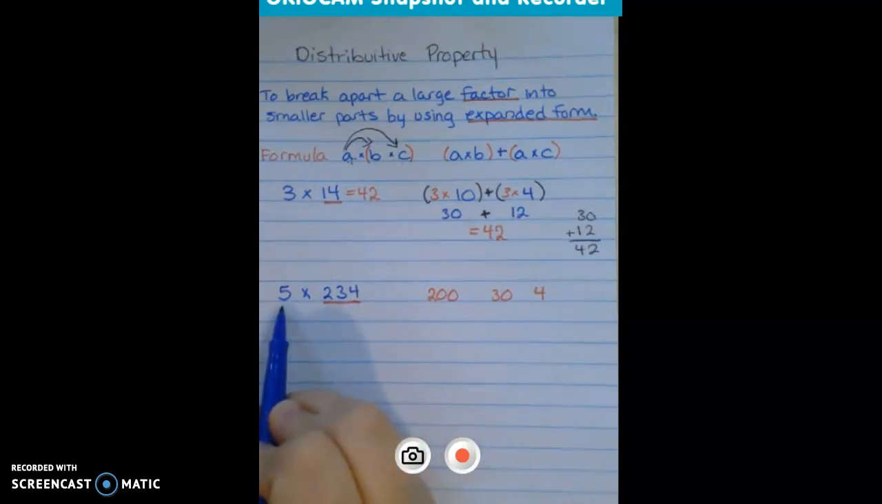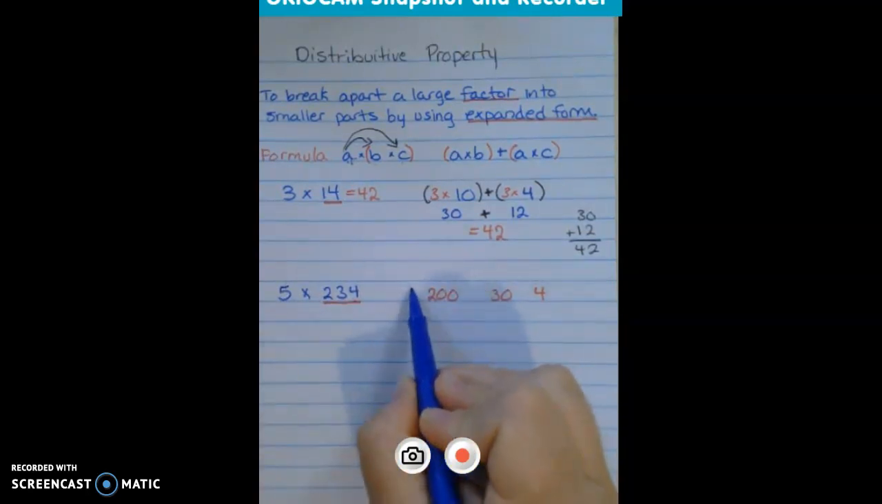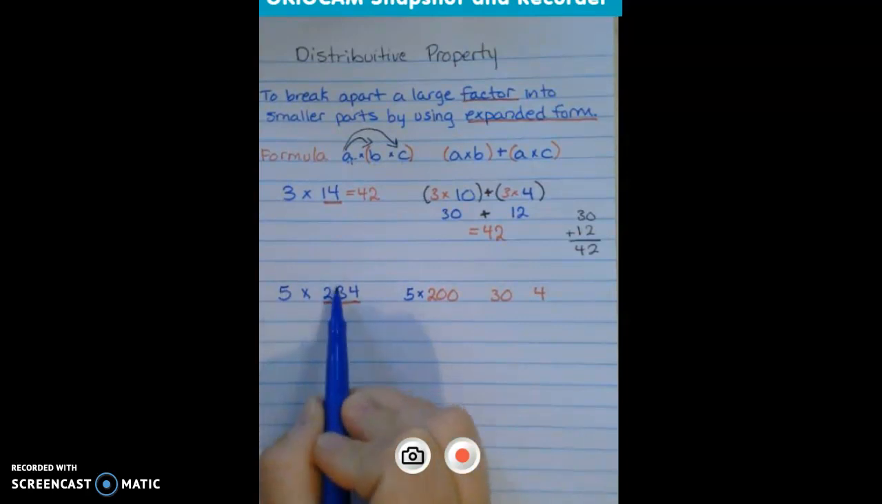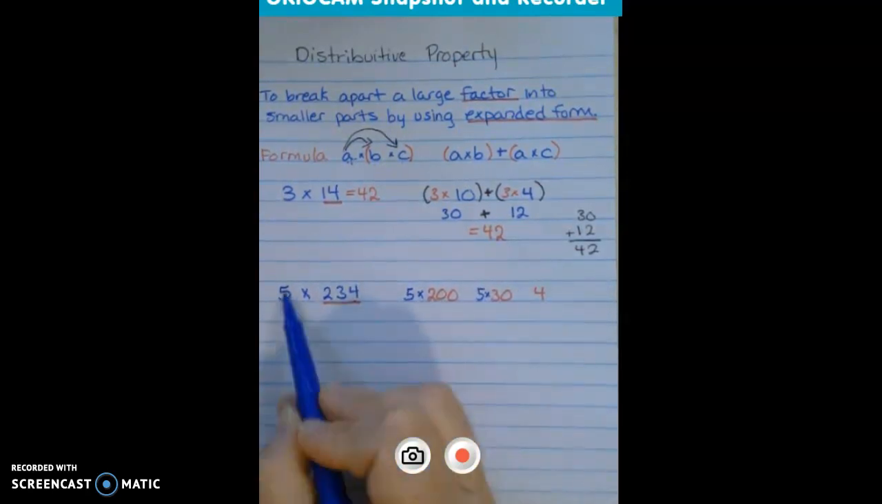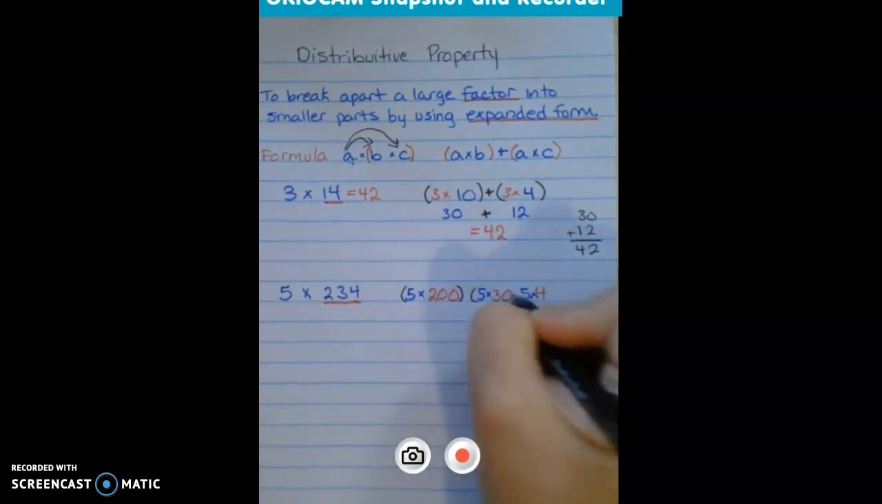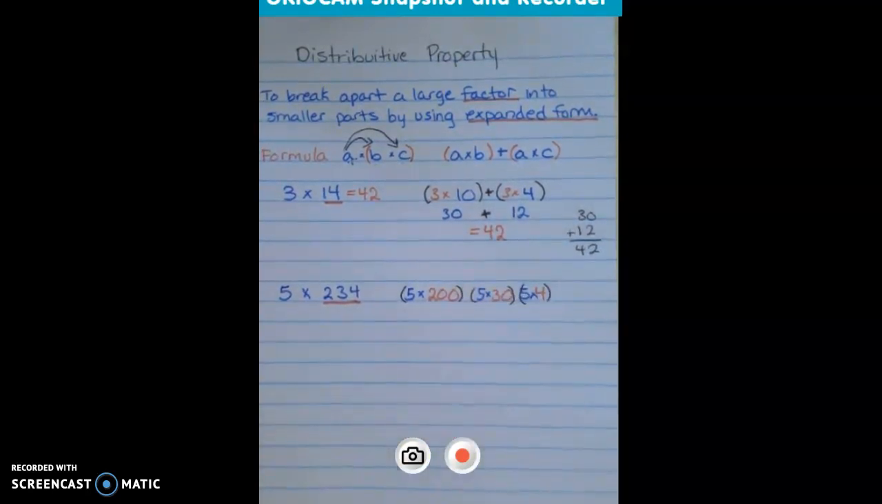Now I want to go back to this 5. It's just a 1-digit number. We're not quite ready for 2 by 2. So this 1-digit number 5, I'm going to multiply first 5 times the 200, then 5 times the 3 tens, then 5 times the 4 ones. I'll put those parentheses around because this helps me remember what I am multiplying. Now I'm going to solve for each of the multiplication problems.